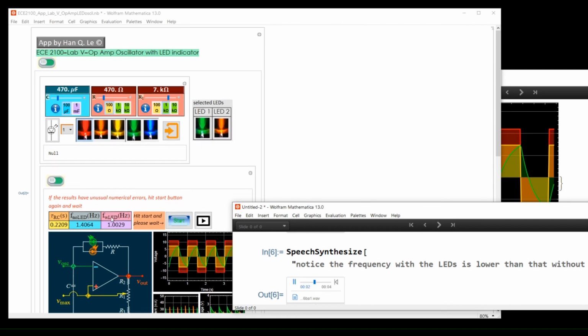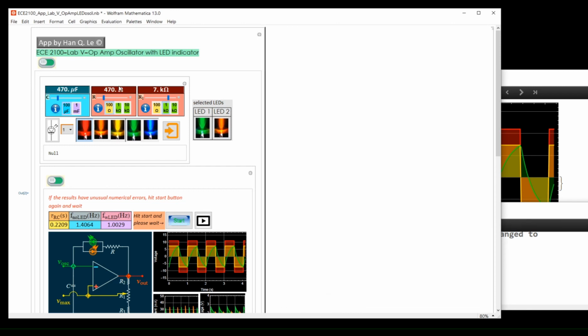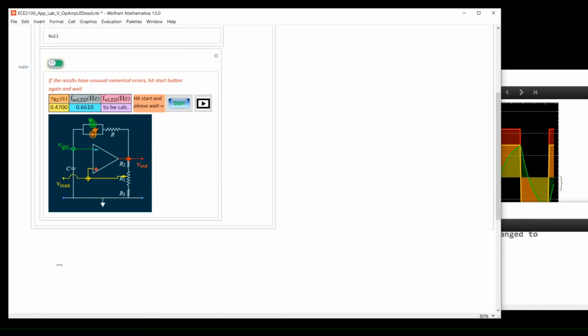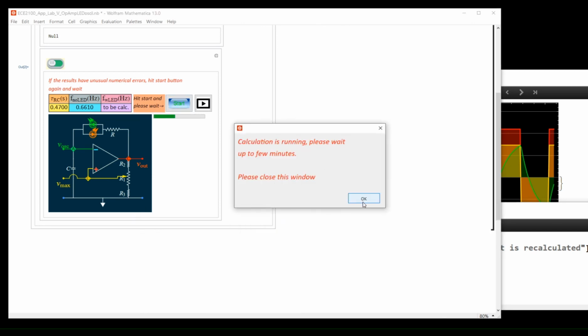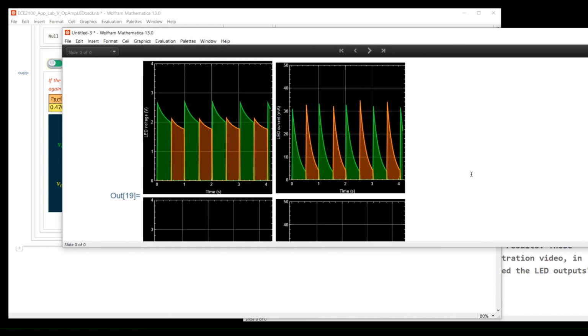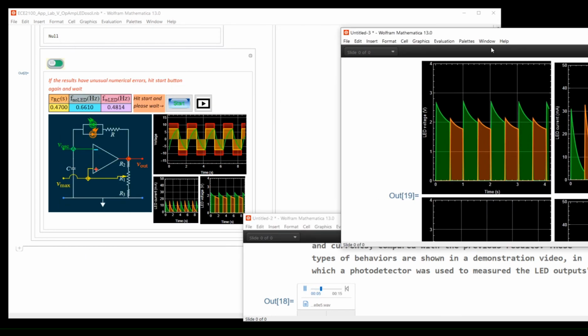Notice the frequency with the LEDs is lower than that without. These are default values. They should be changed to the actual values on the circuit. For each change, the circuit is recalculated. Note the different frequency, different LED voltages and currents, compared with the previous results.